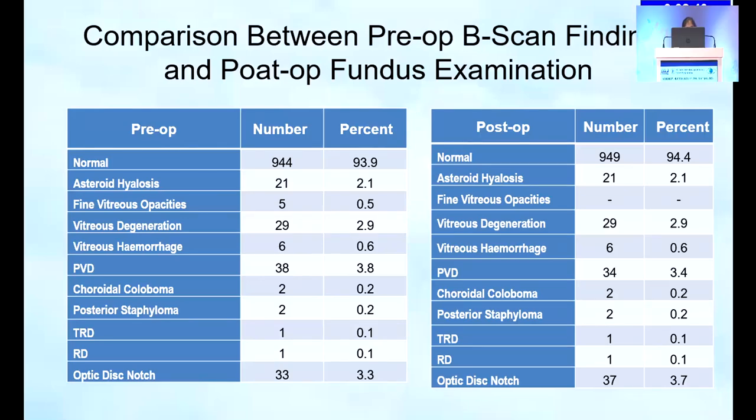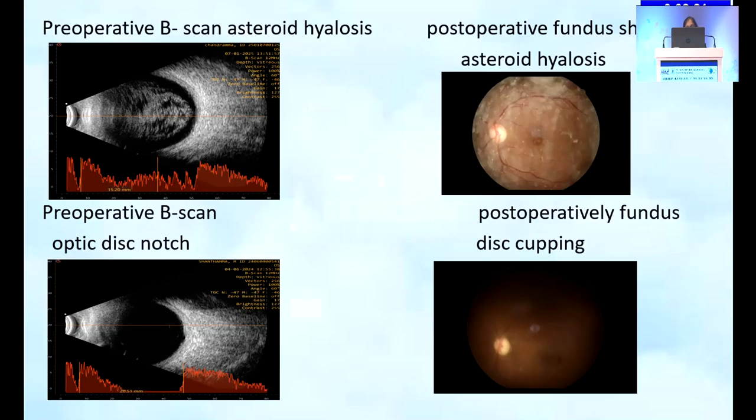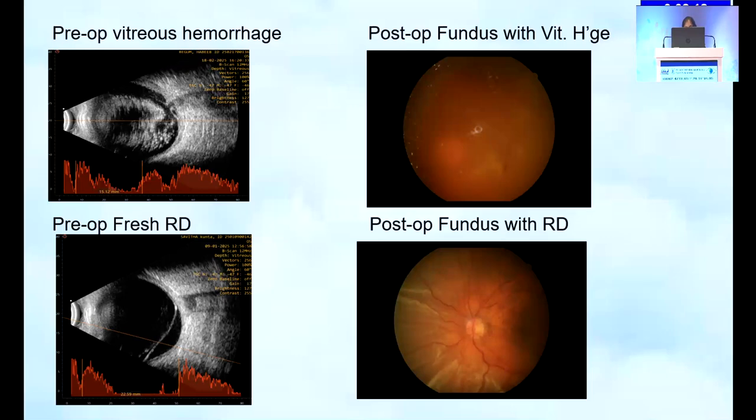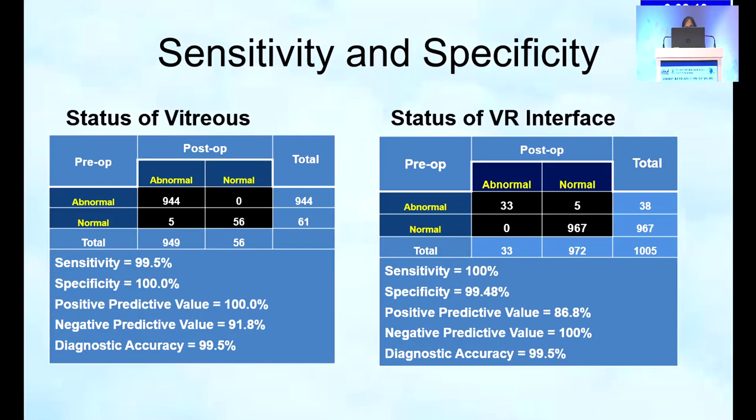In 1,005 patients, there is normal 944, with asteroid hyalosis 21, fine vitreous opacity 5, vitreous degeneration 29, vitreous hemorrhage 6, posterior vitreous detachment 38, choroidal coloboma 2, posterior staphylomas 2, tractional retinal detachment 1, retinal detachment 1, with optic disc notch 33. Here the sum of the fundus showing asteroid hyalosis, optic disc cupping, choroidal coloboma, tractional retinal detachment, vitreous hemorrhage with retinal detachment.